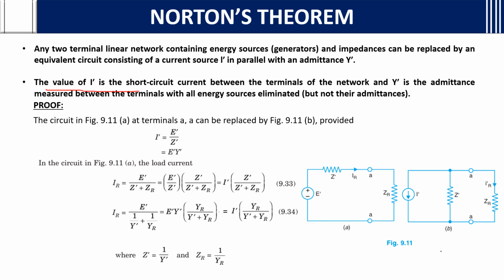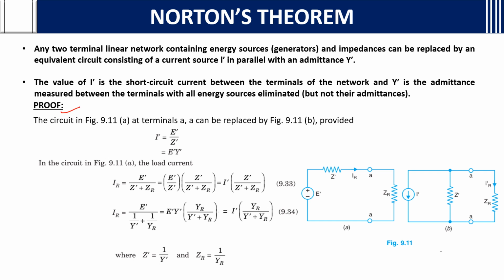The value of I dash is what? The short circuit current between the terminals of the network. Whereas in Thevenin's theorem, E dash is the open circuit voltage. Here we are finding I dash, the short circuit current between the terminals of the network, and Y dash is the admittance measured between the terminals with all energy sources eliminated. We eliminate all the energy sources and calculate the admittance, but we eliminate the energy sources, not their admittance. We just eliminate energy sources, that's it.